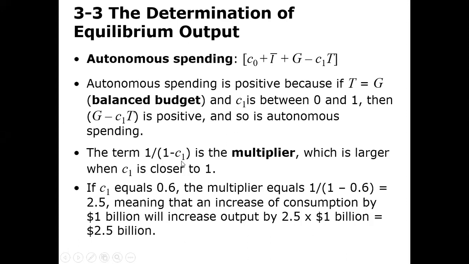The term 1 over 1 minus C1, as we just mentioned, is the multiplier. The higher the multiplier, the better for me. If C1 equals 0.6, the multiplier will be 2.5, meaning that an increase of consumption by 1 billion will increase the output by 2.5 billion. So this is the meaning of the multiplier effect in real life.